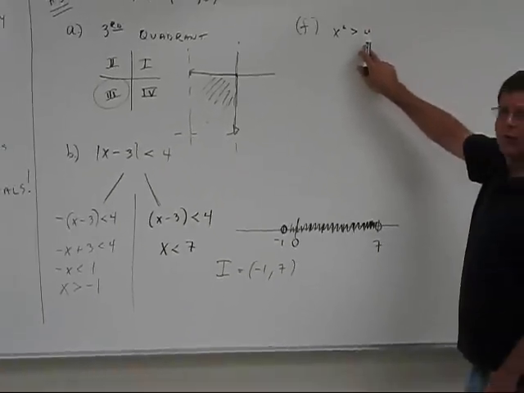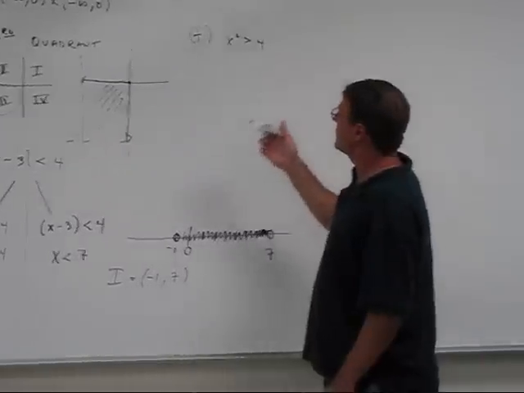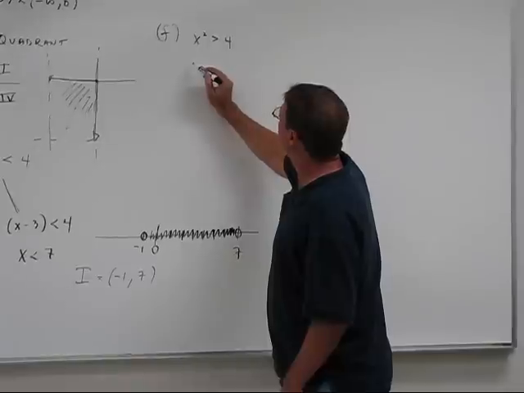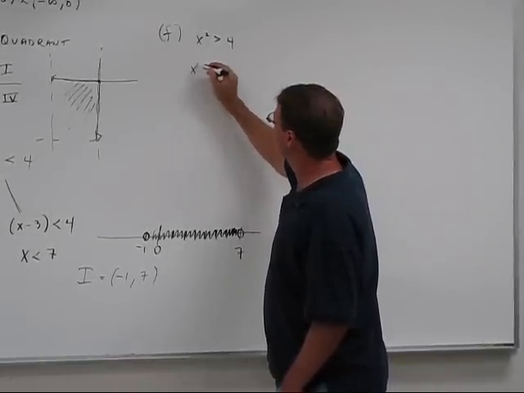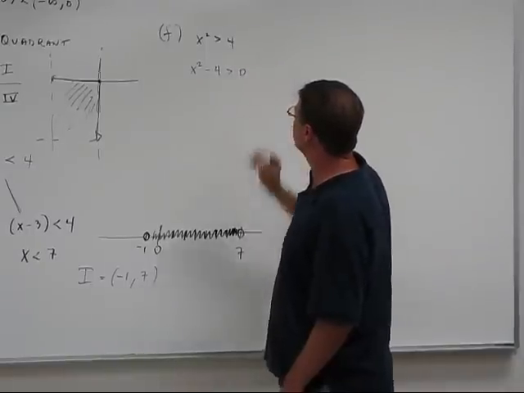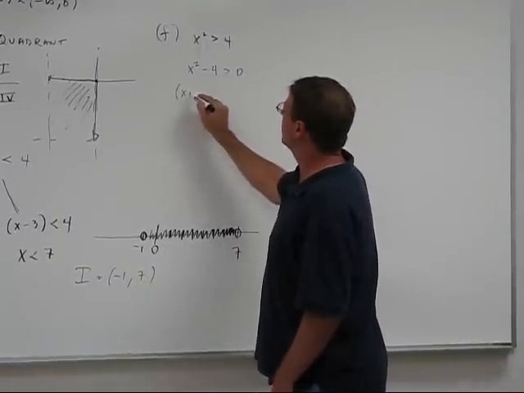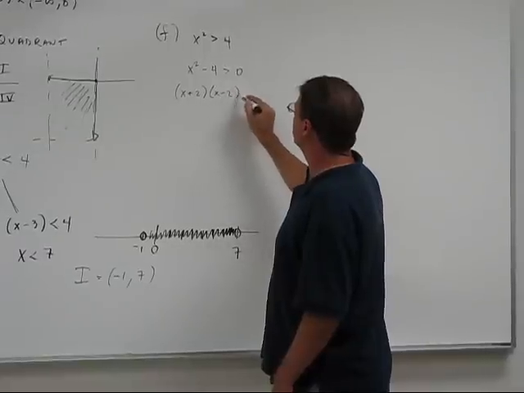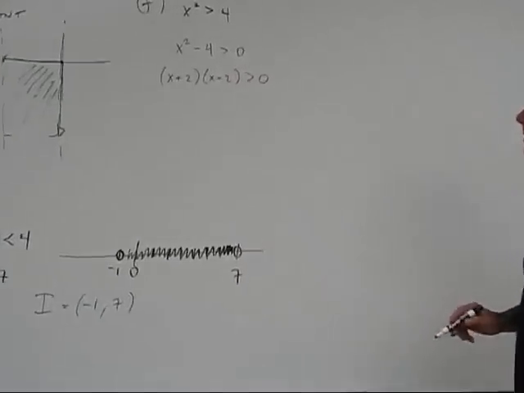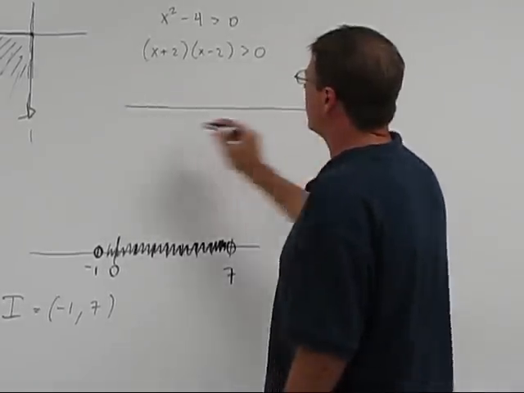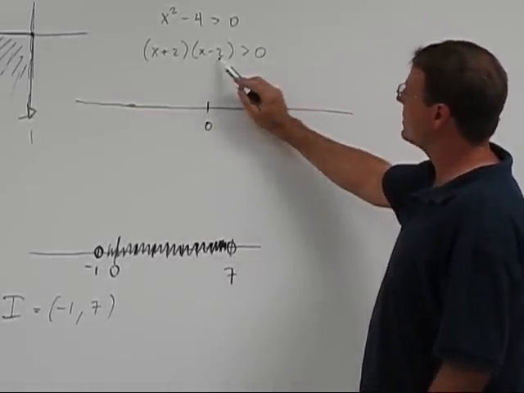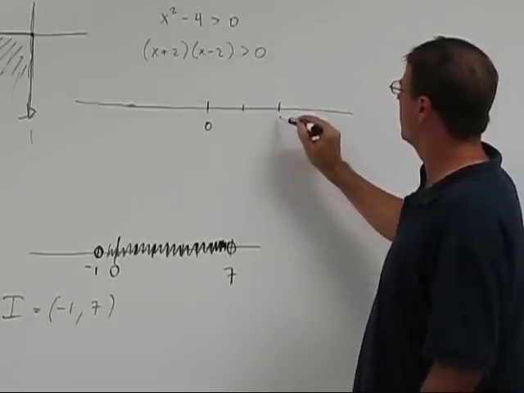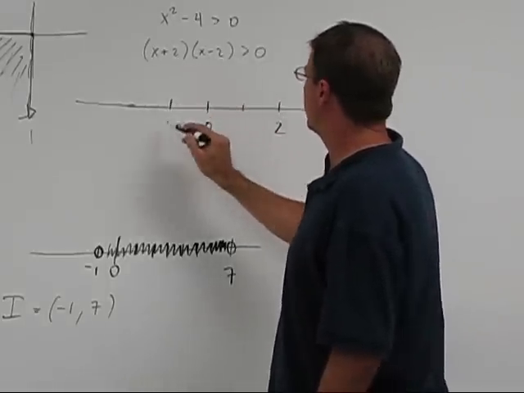Okay, for x squared is greater than 4, let's just start to solve this. This would indicate that x squared minus 4 is greater than 0, which is x plus 2, x minus 2 is greater than 0. So let's look on the number line at what happens here. Here's 0. It's equal to 0 when x is 2, and it's equal to 0 when x is negative 2.